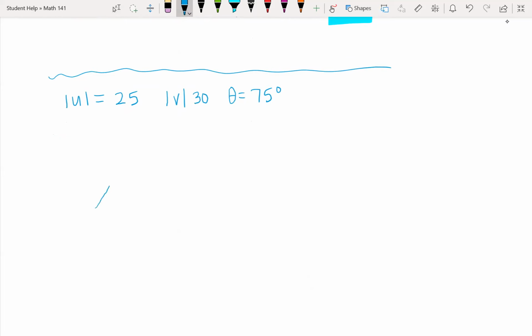We've got a vector here. Let's call this 30. And let's call this vector here 25. And we'll say that this angle here is 75 degrees. The result is going to be what we find by drawing a parallelogram from the two given vectors. And so the result is going to be this vector here. This will be u plus v, right? This vector here is v, and this vector here is u.